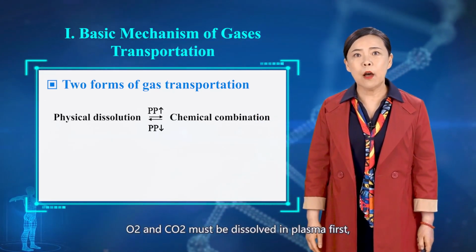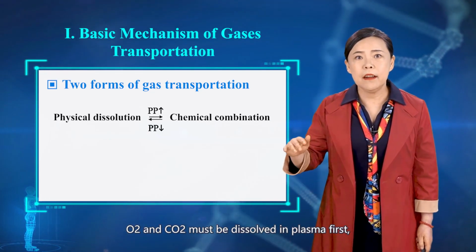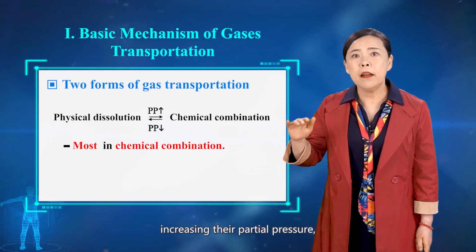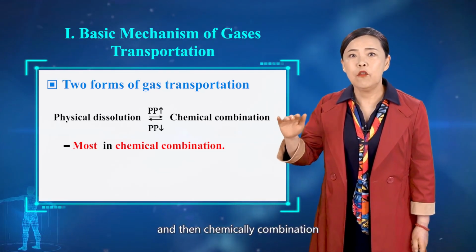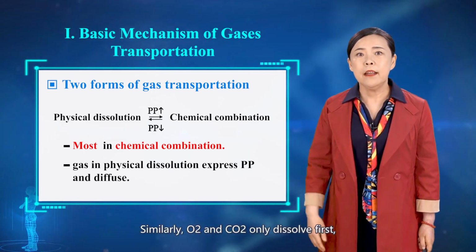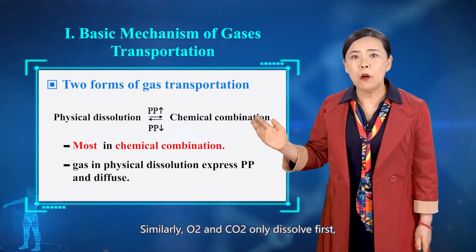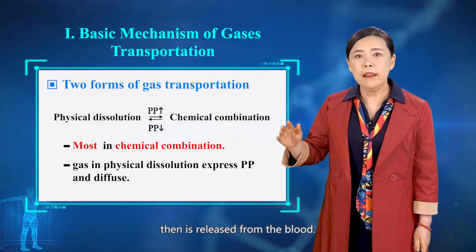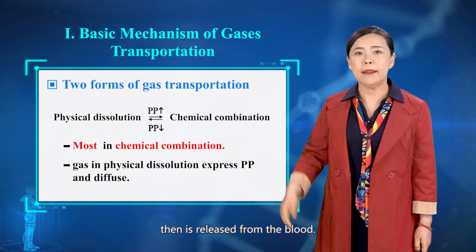Oxygen and carbon dioxide must be dissolved in plasma first, increase their partial pressure, then form chemical combination. Similarly, oxygen and carbon dioxide are first dissolved, and then released from the blood.